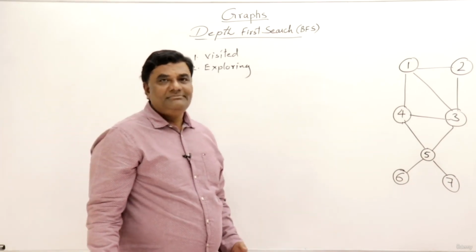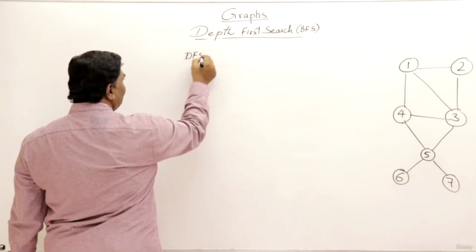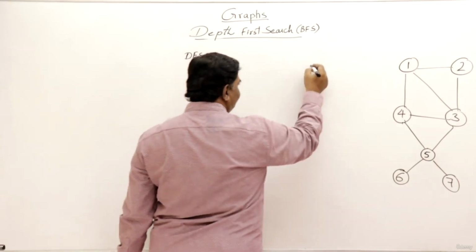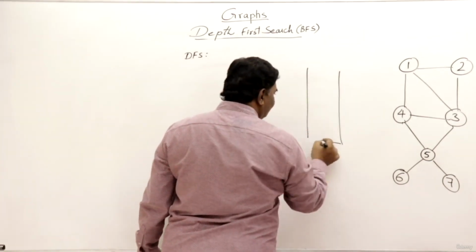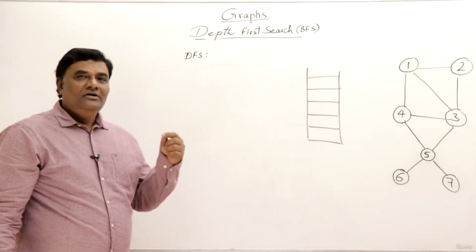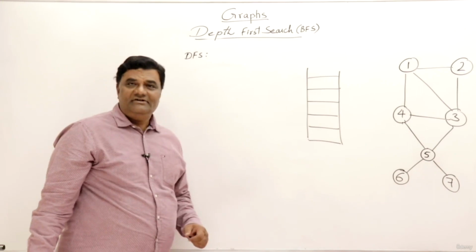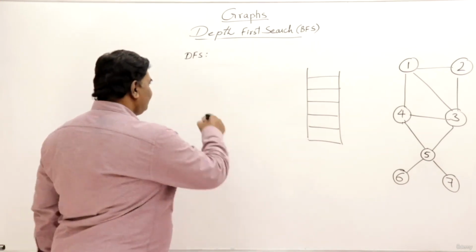So let us perform depth first search upon this graph. Here I will be writing the result of depth first search and it uses a stack, so I will use a stack also here. Now let us start. What should be the initial starting vertex? You can select any vertex as a starting vertex. So I'll select starting vertex as 1.